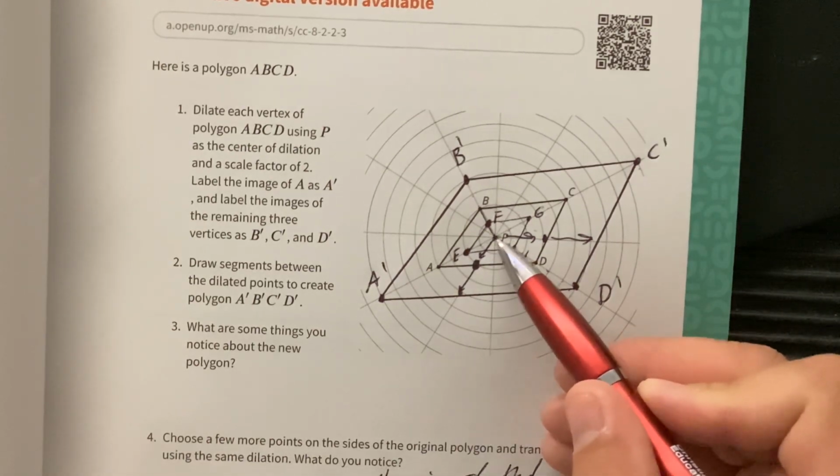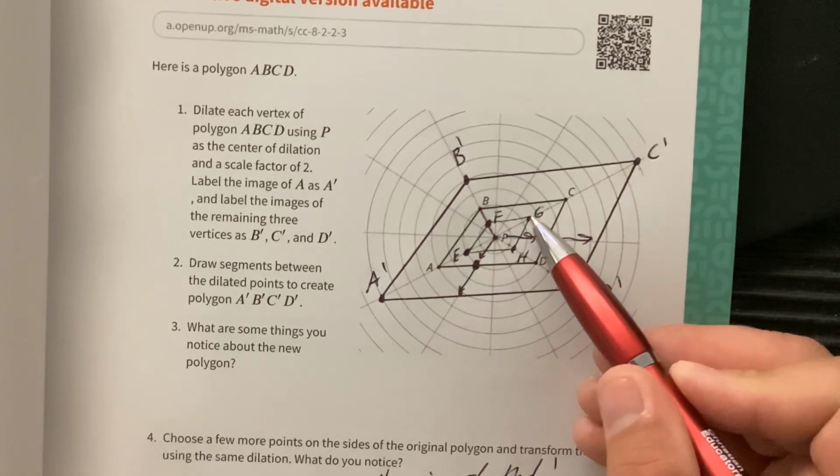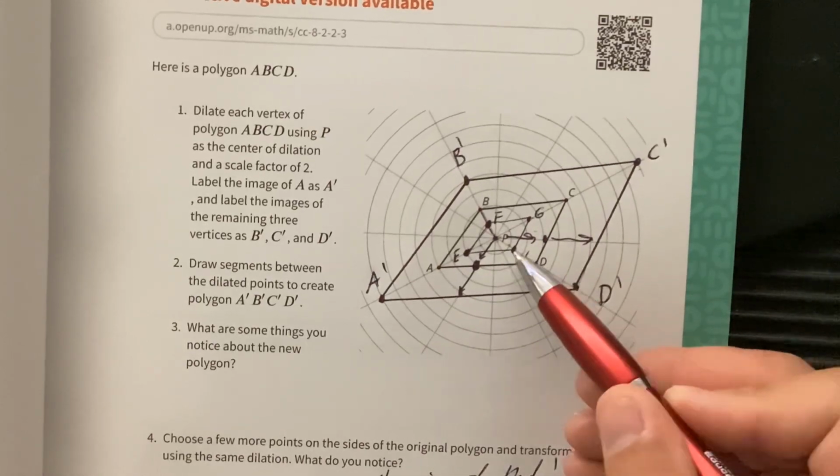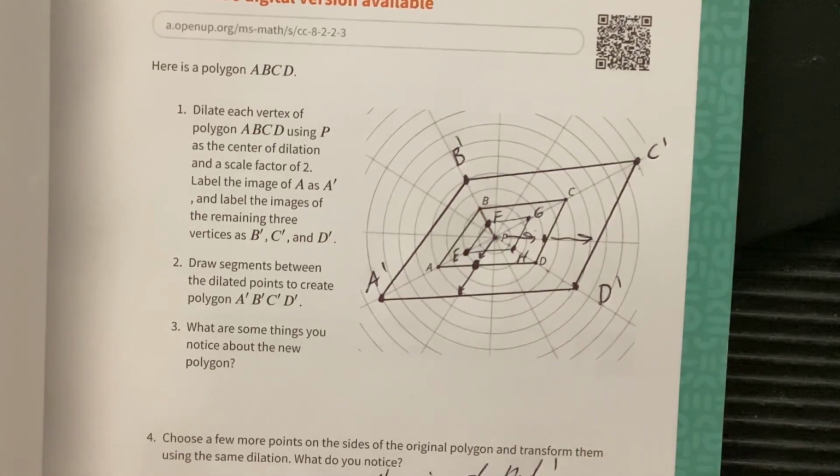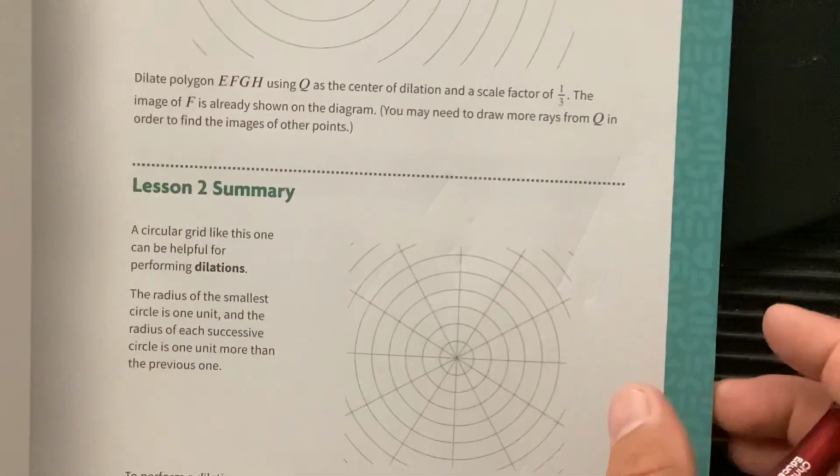The P to C is 5, so I just went 2.5. P to D was 3, so I went 1.5. Again, you're not going to have to measure. You can just eyeball that. Obviously, it should be smaller.